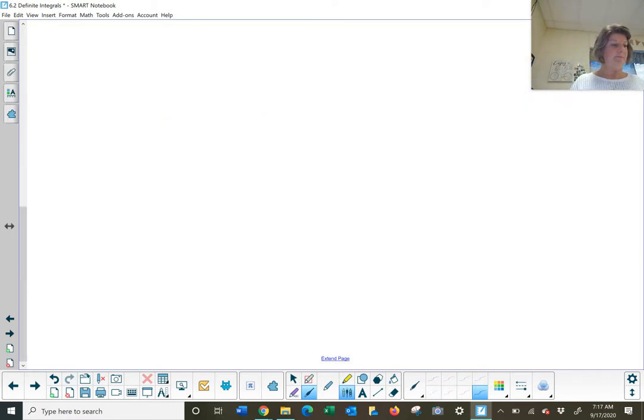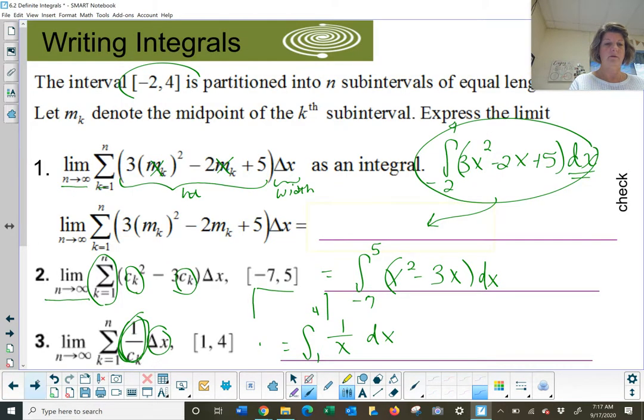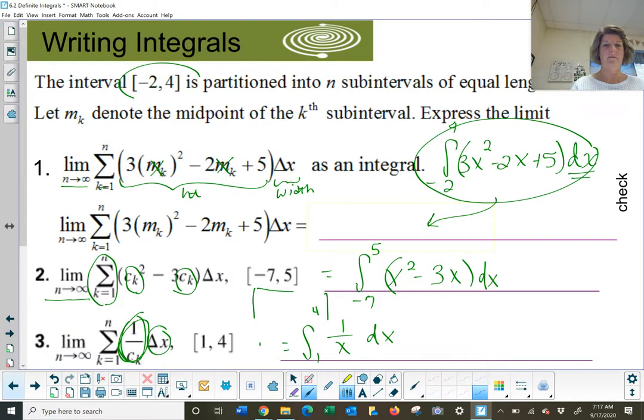Number 30. What is it asking us to do? Find the output. Oops. Did I skip ahead too? Where did I end up going?